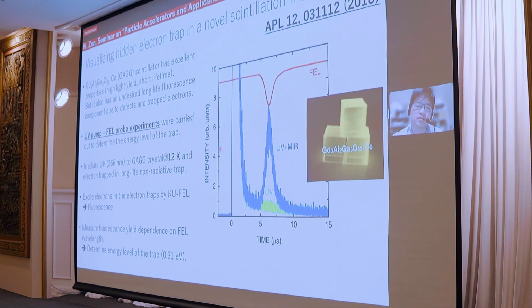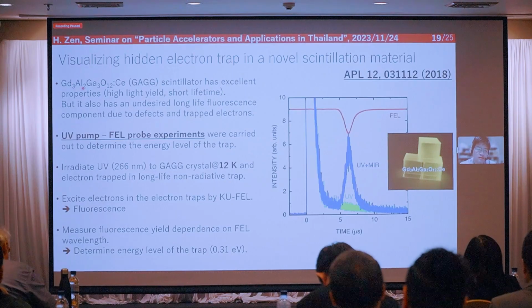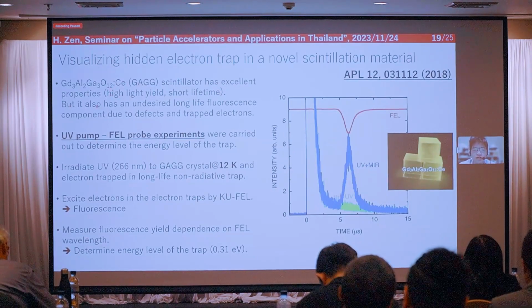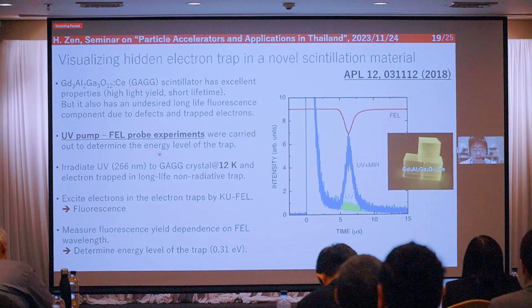And next I move to visualizing a hidden electron trap in a novel scintillation material. The gadolinium aluminum gallium garnet, GAGG scintillator, has excellent properties, high light yield, short lifetime, but it also has an undesired long lifetime fluorescence component due to defects and trapped electrons in defects. The user performed UV pump and FL probe experiments to determine the energy level of the trap.